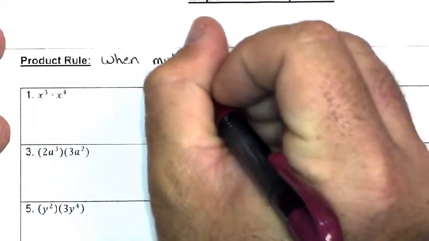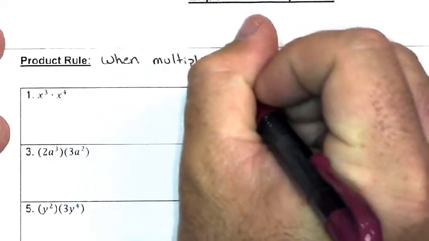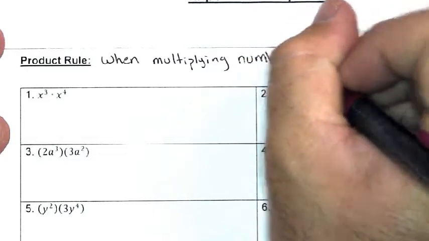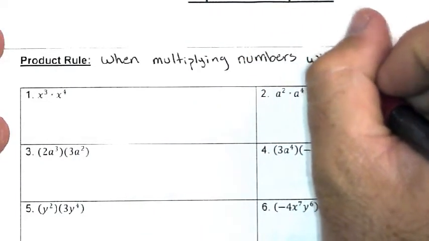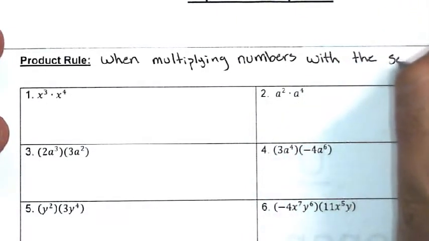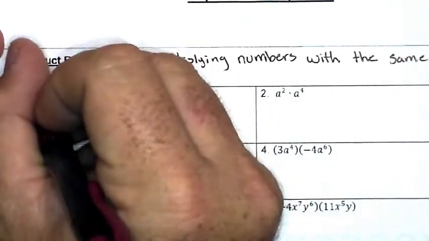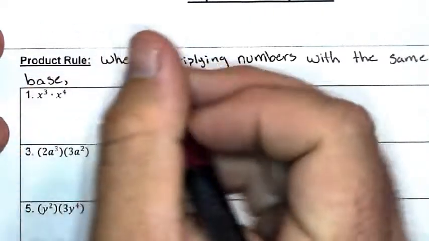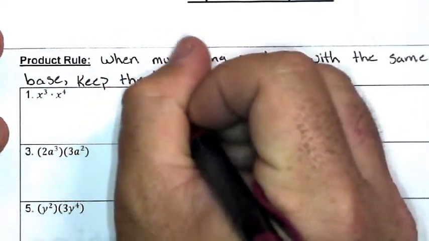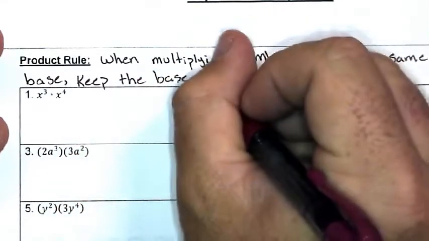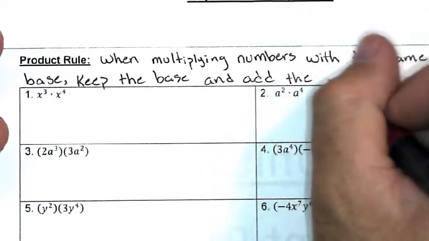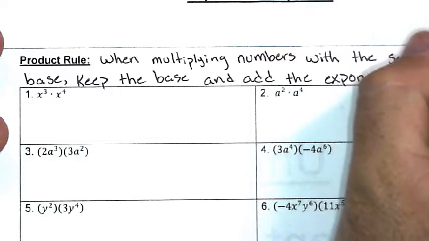When multiplying numbers with the same base, you will keep the base and add the exponents.